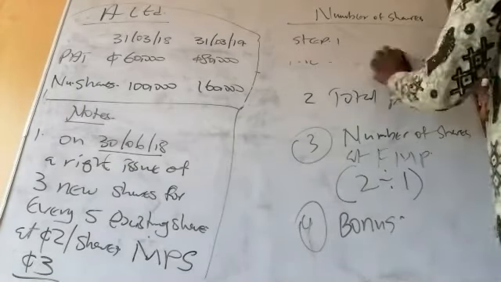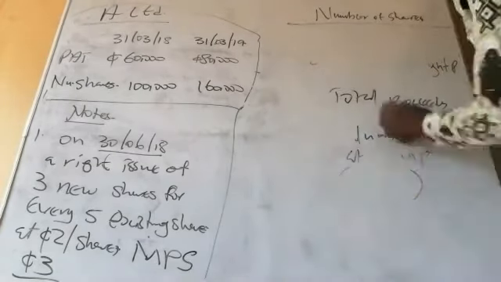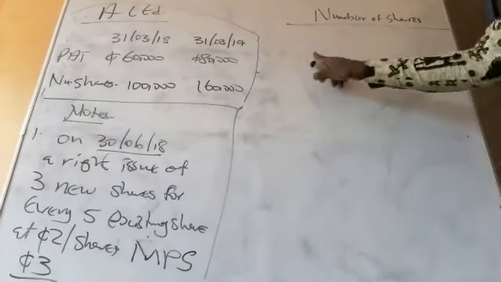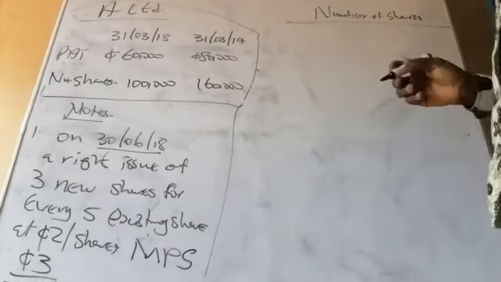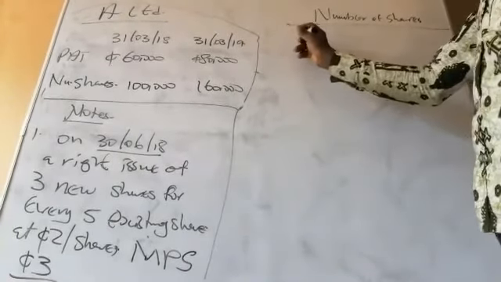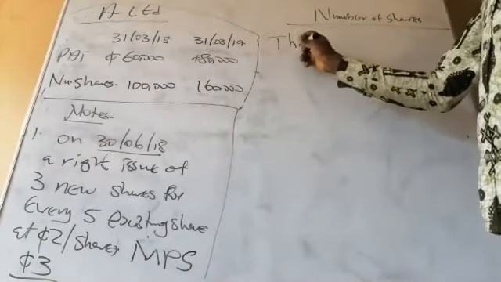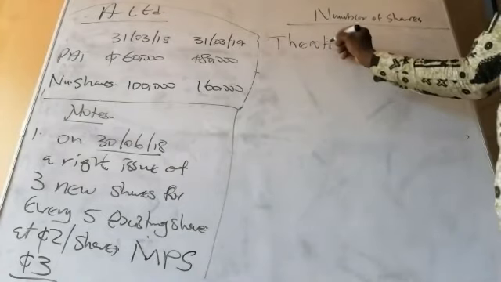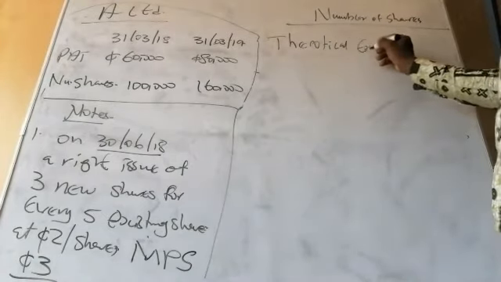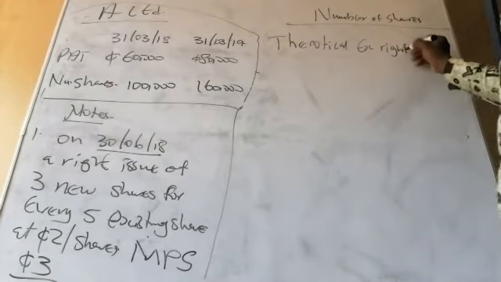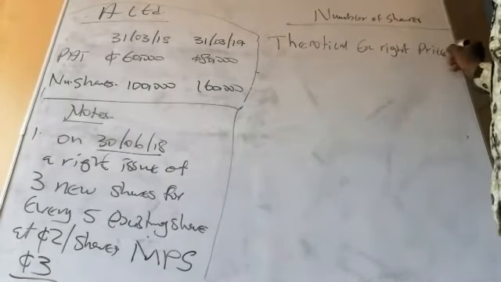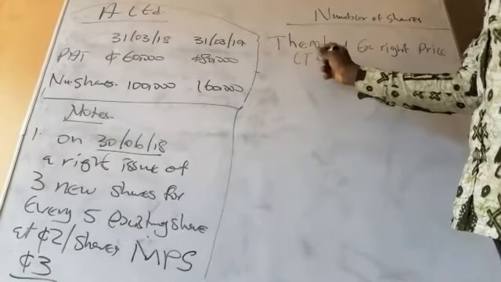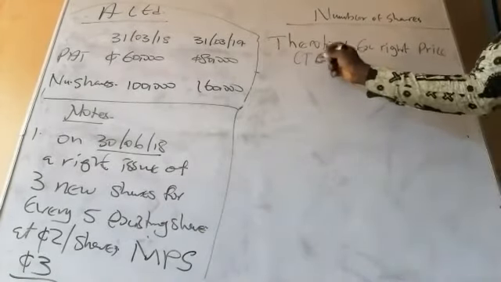So now let's start the actual deal. So just want to discuss like this. So let's see. So step 1, the first, right on top, the theoretical X right price. It's like a TEP. You can call it TEP for short.